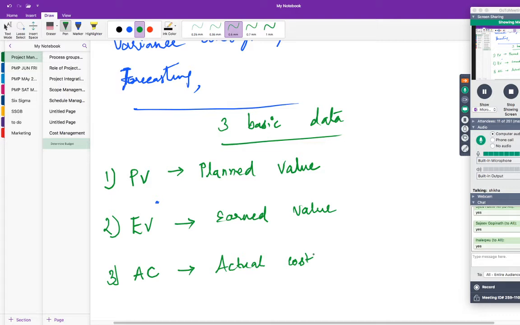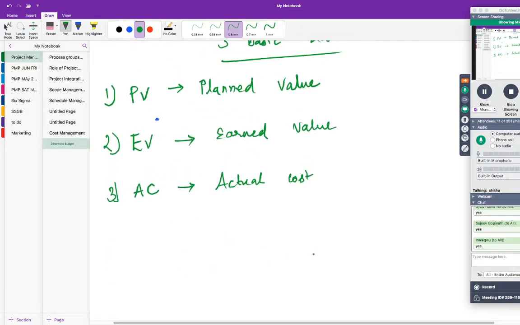Actually, these are a somewhat modern terminology, but we have some old terminologies for planned value, earned value, and actual cost. I'll tell those later, because if I introduce that now, you may get confused. So let's keep these three things aside. To understand them, I'm going to give you a small problem.